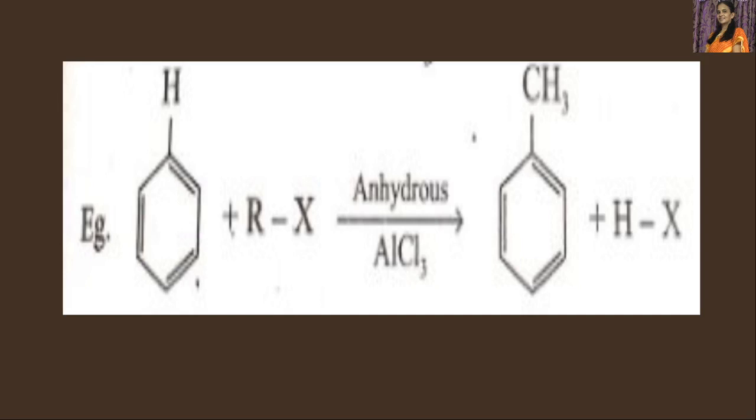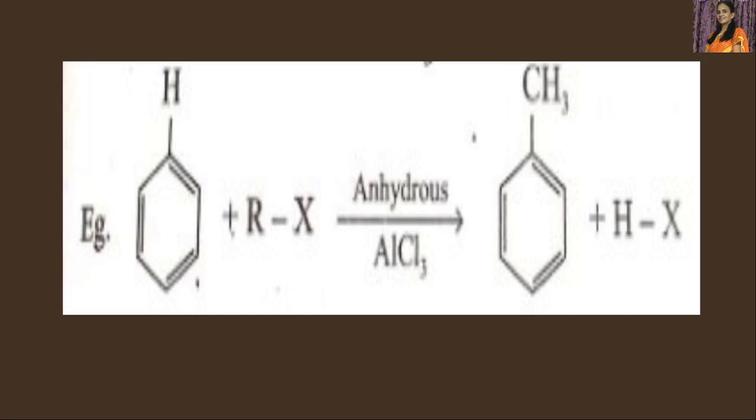They are, first step is generation of the electrophile from the reagent. The second step is attack of the electrophile on the aromatic nucleus, producing an arenium cation, and the removal of a proton with or without the assistance of a base. That is the third step. So these are the three stages involved.